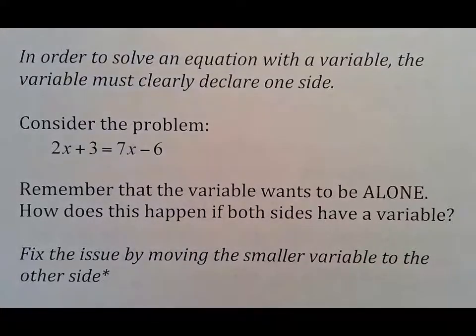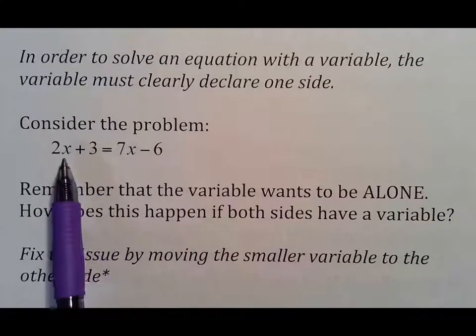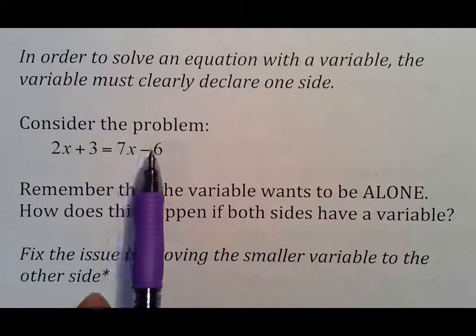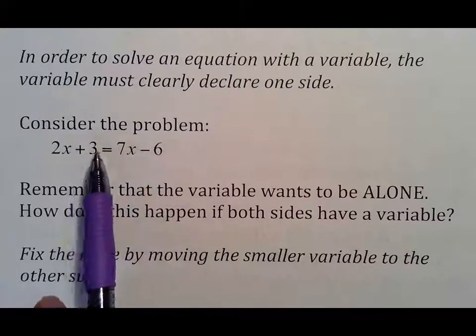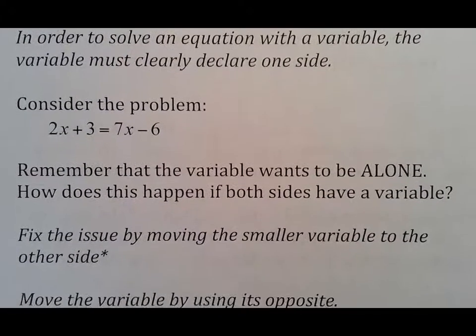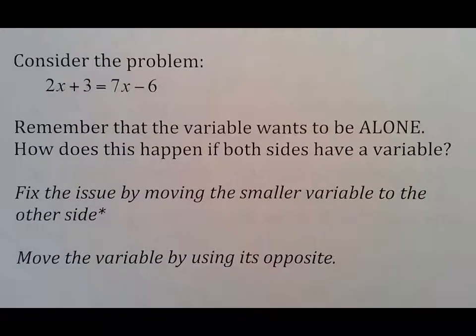So when you consider this problem, and you consider that x wants to be alone, if this x moves the 3 over here, it just moves in with that x. If this x moves the 6 over here, it's simply moving in with that x. So there is an issue whenever both sides have a variable. What we want to do is fix that issue by moving the smaller variable to the other side. Now you don't have to move the smaller variable, you can move either one, but it tends to work out better when you choose the smaller variable. And you move that variable by using its opposite.